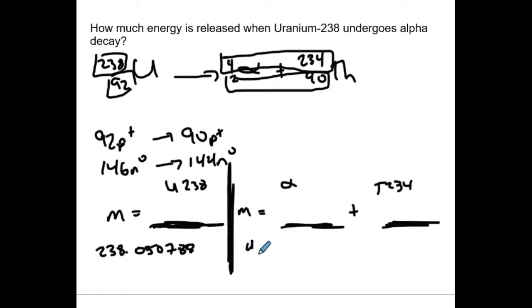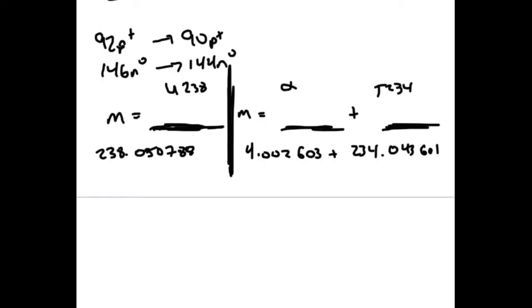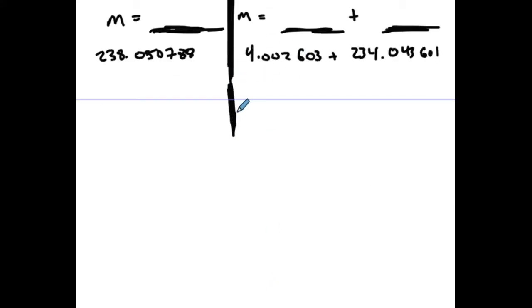And if I now try to find the mass of the alpha particle, it's a helium nucleus. So helium-4 was 4.002603, and thorium was 234.043601, it looks like. So I'm going to add these two numbers on my right hand side and see what they add up to. 4.002603 plus 234.043601. And I ended up getting a total mass afterwards of 238.046204.